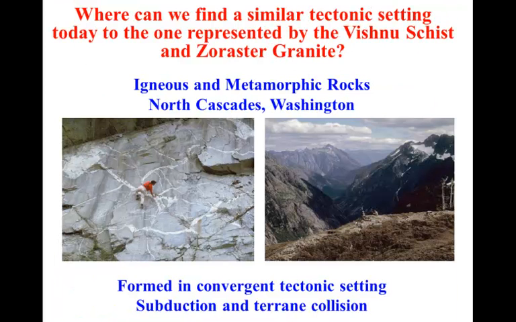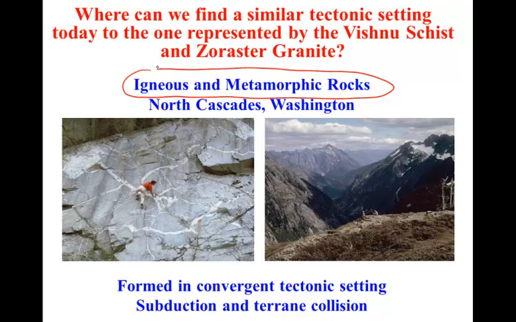Where can we find a similar tectonic setting to the one represented by the oldest rock layers exposed at the bottom of the Grand Canyon? Well, we identified that the schist and granite represent a convergent plate boundary, subduction and continental collision, forming igneous, high silica igneous and metamorphic rocks. We see the same types of rocks being formed today in the North Cascades.